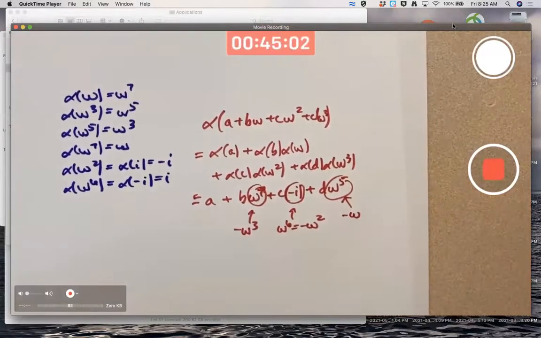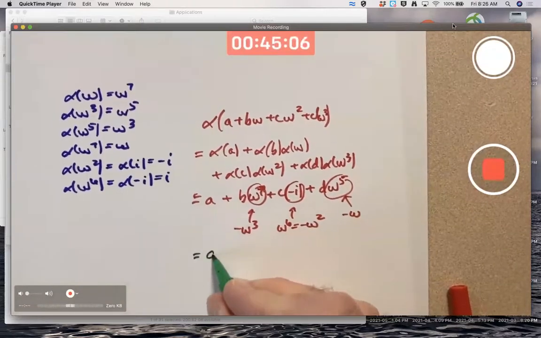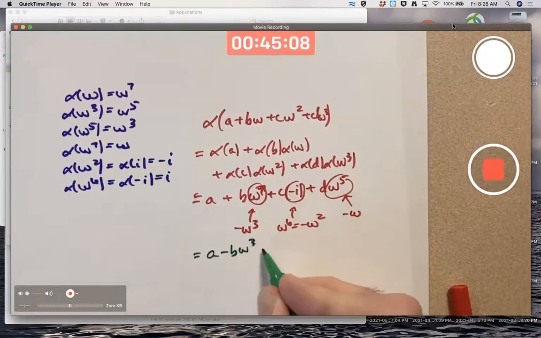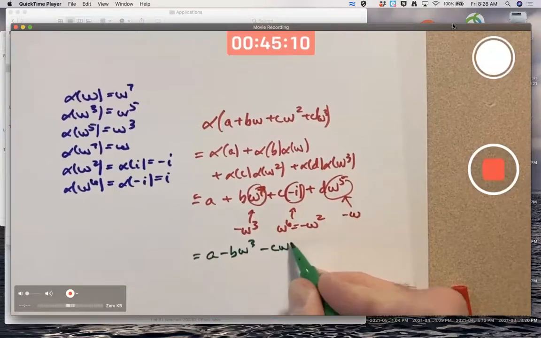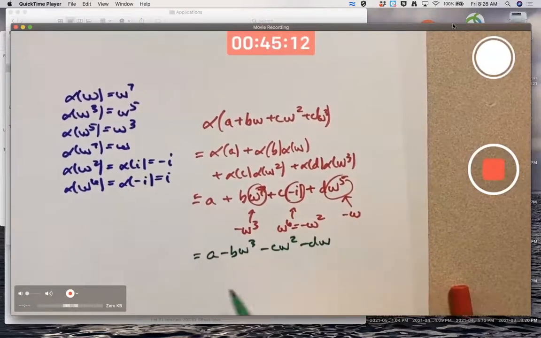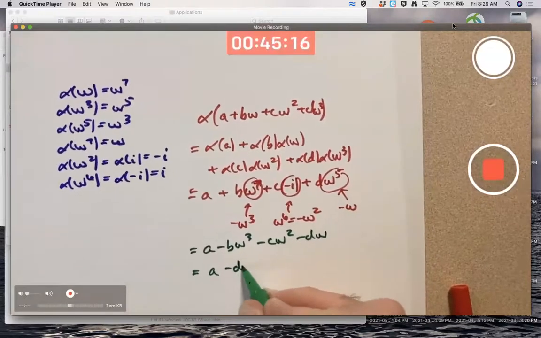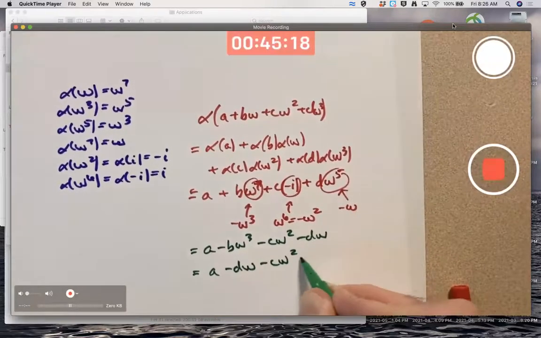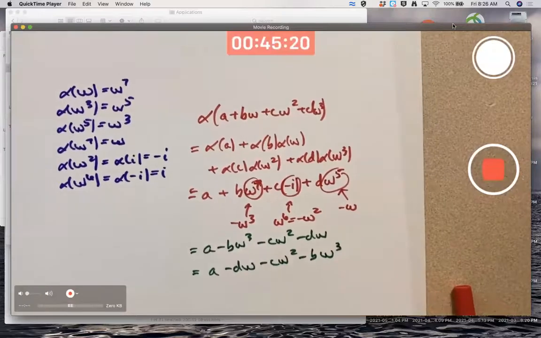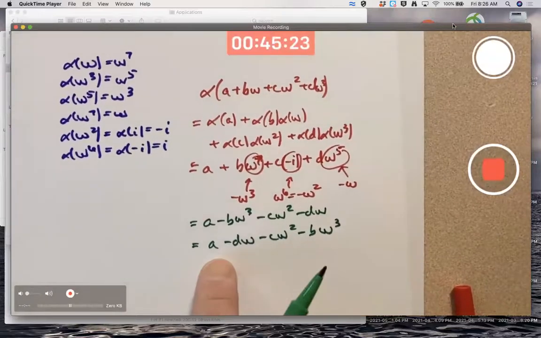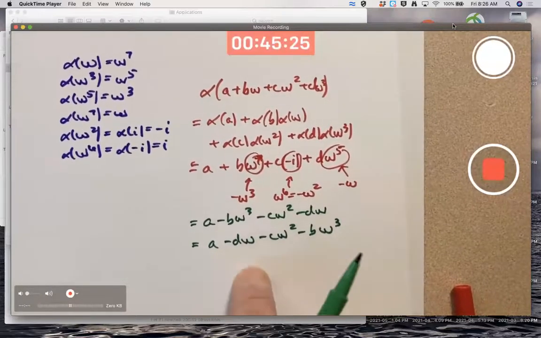In other words, this can simplify to A minus B omega cubed minus C omega squared minus D omega, which could also be written A minus D omega minus C omega squared minus B omega cubed if you write it in the order of the basis elements being 1, omega, omega squared, and omega cubed.